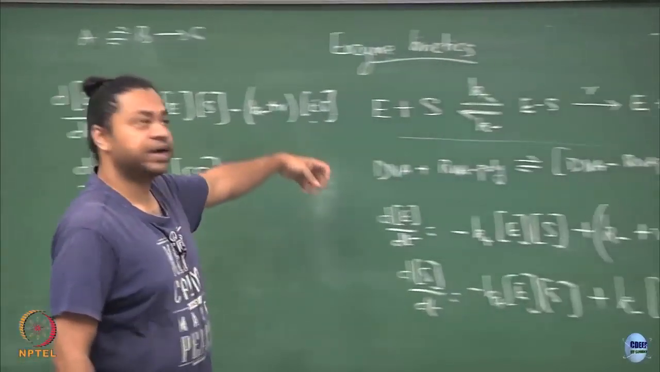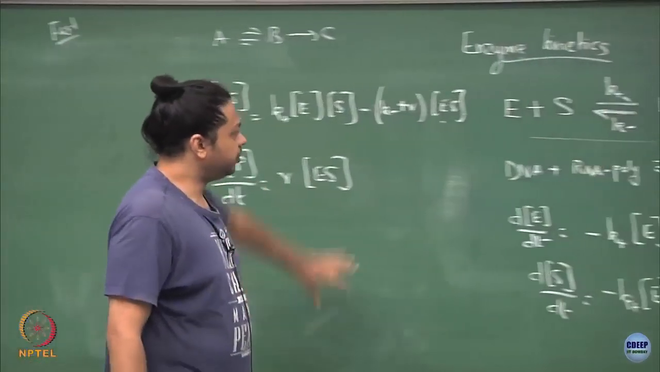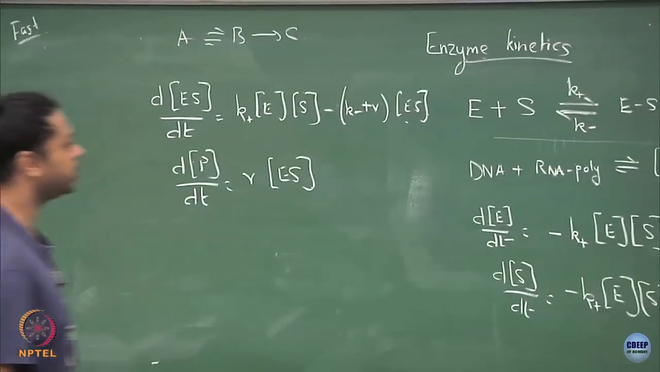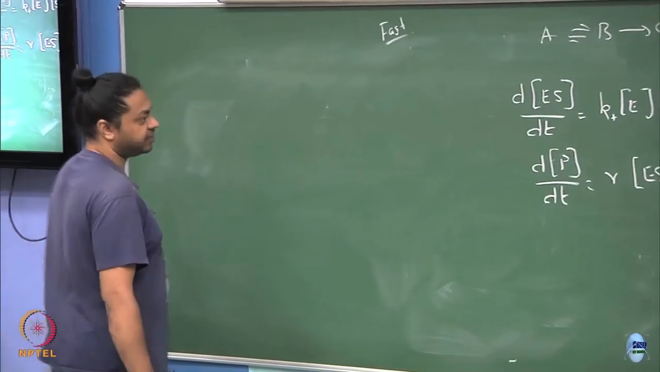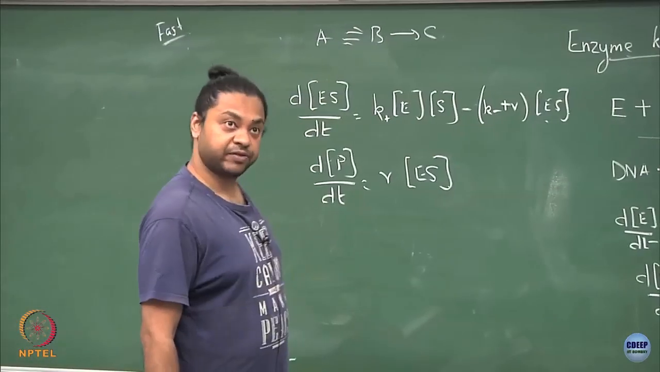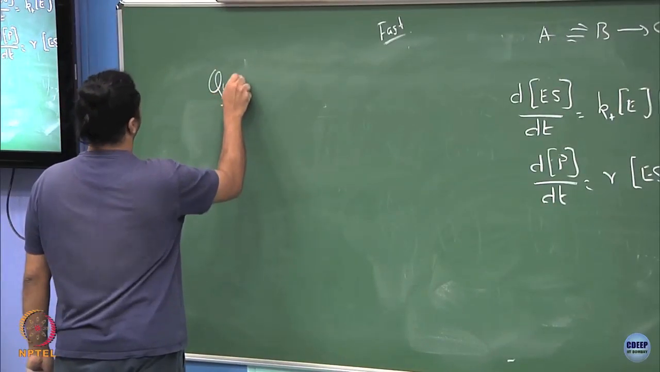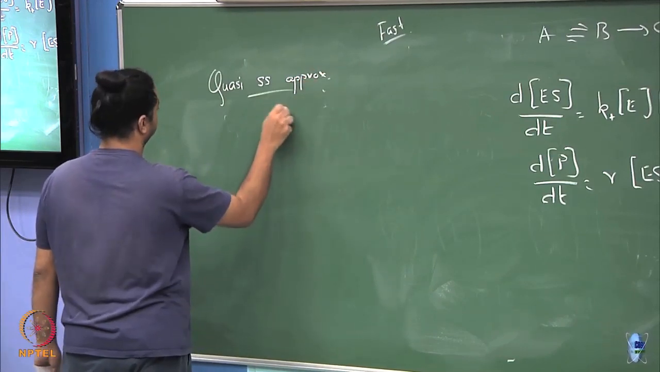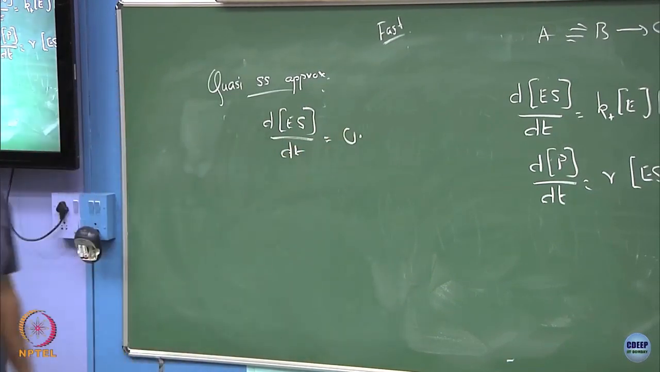So, given a chemical reaction, you should be able to write down the corresponding rate equations. The solution of this is somewhat more complicated, but what I will do is that I will make an approximation just to give you an idea. So, let me say that I make this approximation, again this sort of a quasi equilibrium, that this enzyme substrate complex that is formed reaches some sort of an equilibrium. So, this sort of a quasi steady state approximation that this enzyme substrate complex reaches some sort of a steady state.